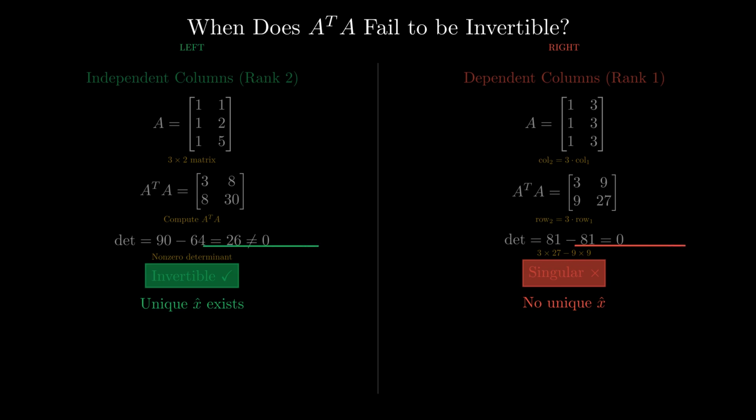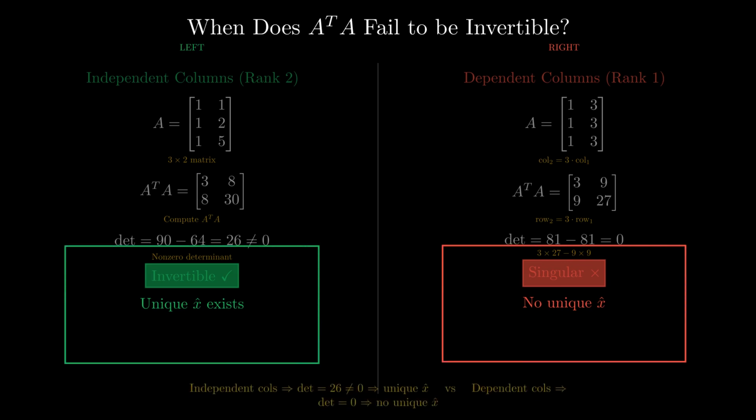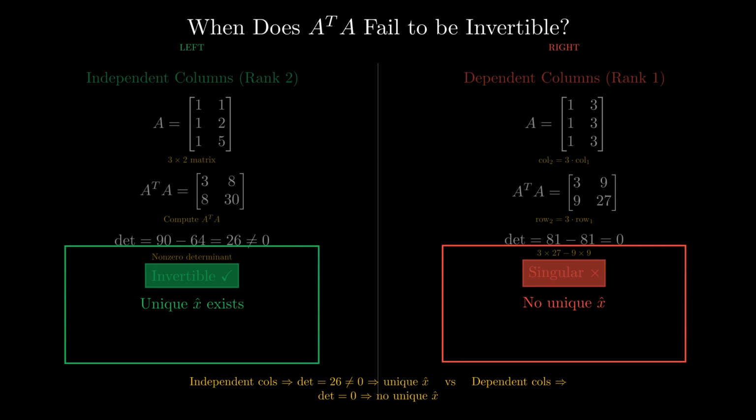This comparison makes the theorem concrete. Independent columns gave a determinant of 26 and a unique X hat, while dependent columns give a determinant of 0 and no unique X hat.